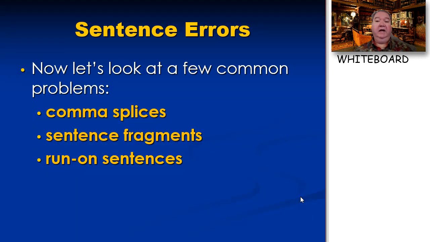Now, we've been looking at some sentence errors. Last week we started looking at 3 different types of common problems. We looked at comma splices. We just started to look at sentence fragments, and then we are going to be looking at run-on sentences as well.